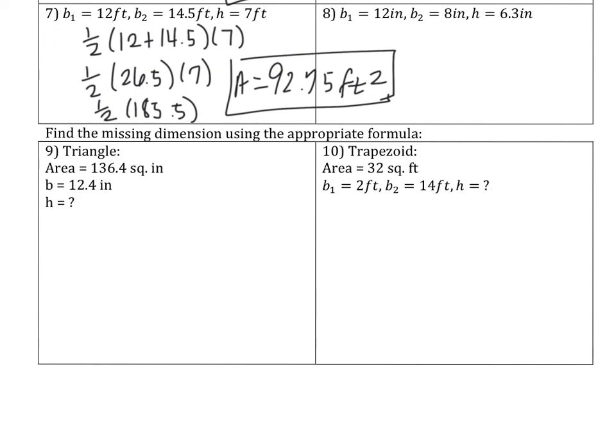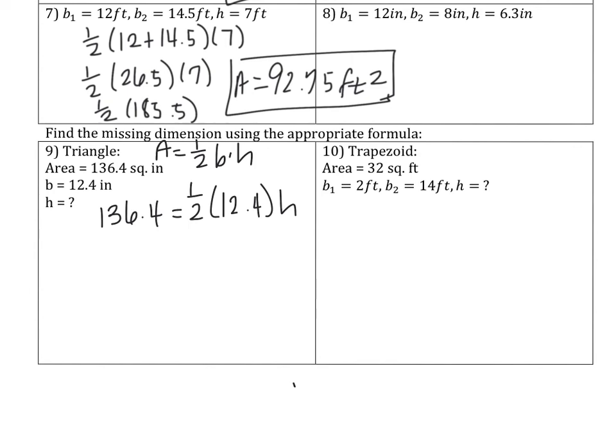Number 9, we're finding the missing dimension using the appropriate formula. So using for a triangle. So I'm going to write down, first of all, my formula for area of a triangle. And that is going to be area equals half of the base times the height. So here we have our area, they tell us. So I'm just going to plug in what I already know. And that equals half of the base we know, which is 12.4, and what we don't know is the height. So that's what we're trying to solve for.